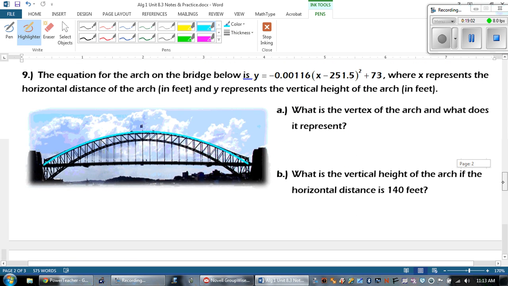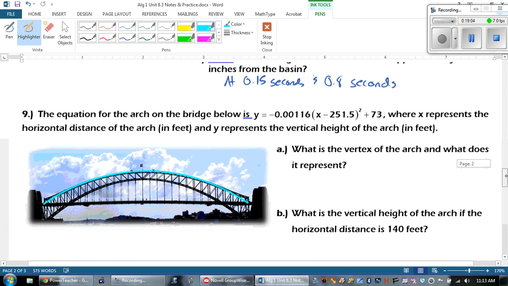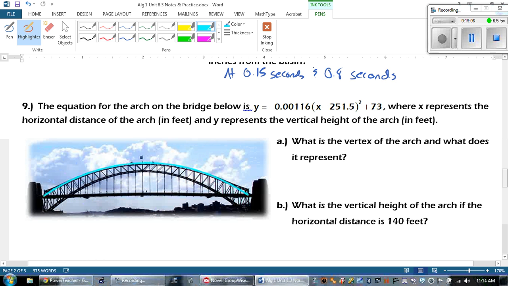Now let's move on to question 9. So it says the equation of the arch on the bridge below is y equals negative 0.00116 parentheses x minus 251.5 parentheses squared plus 73, where x represents the horizontal distance of the arch in feet and y represents the vertical height of the arch in feet. What is the vertex and what does it represent?